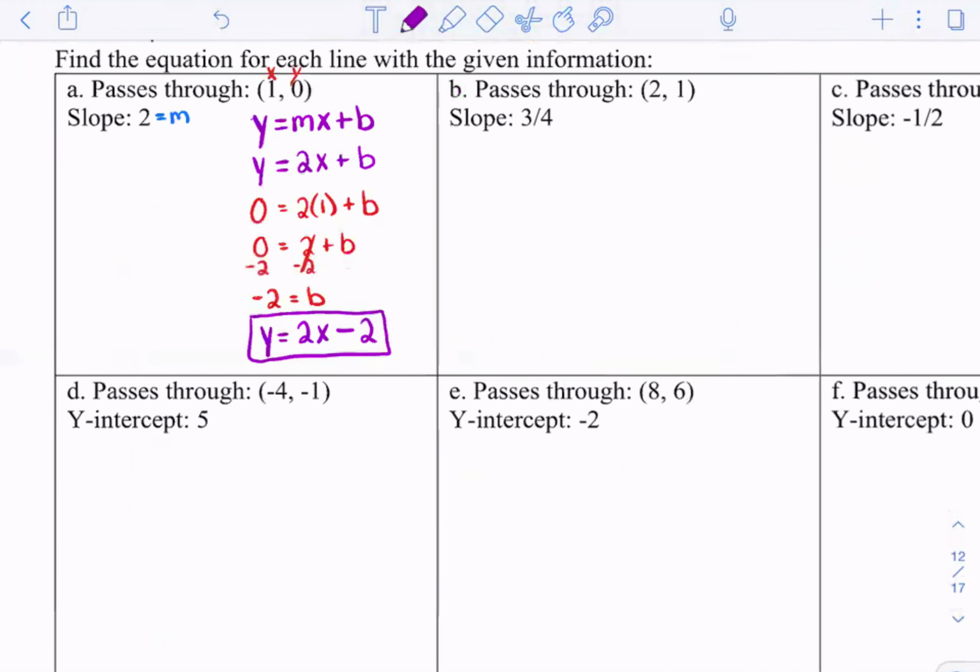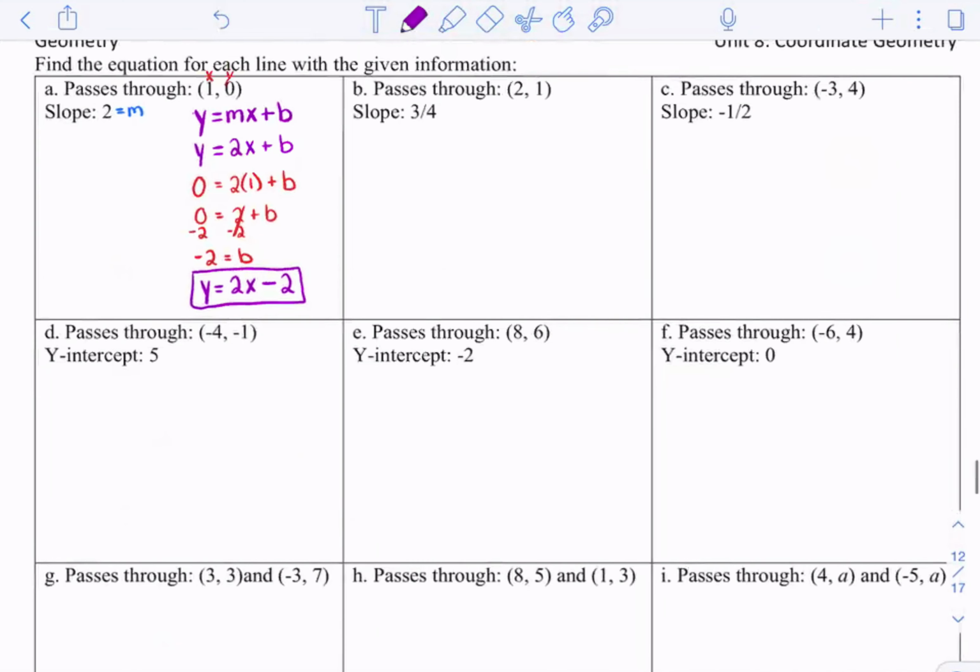Excellent. And you see B and C are two more opportunities for you to practice how to write the equation of a line if you are given a slope and a point. So you can try those and then look at the posted answer key to see if you did them correctly.